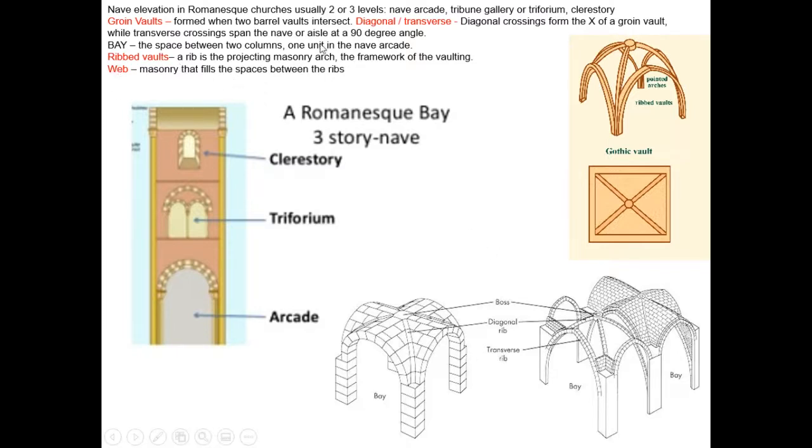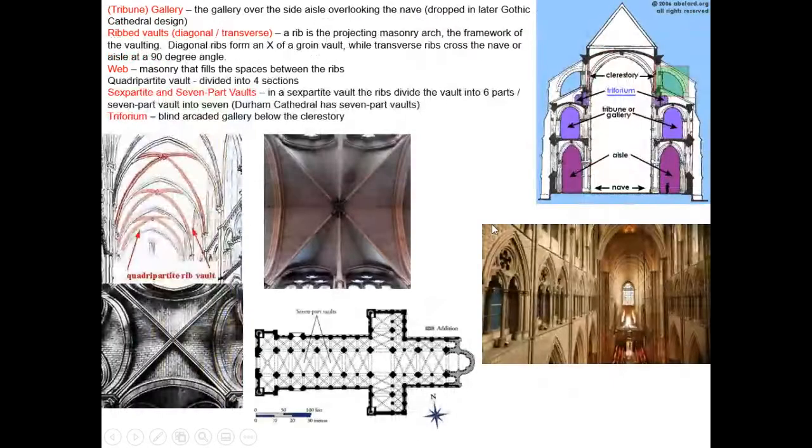So the ribbed vault would be a vaulting system in which we have projecting stone or masonry work along the divisions. The web is the masonry or stonework that fills in between them. The tribune gallery is one of the features that can appear or disappear, as is the triforium. As we move forward, the clerestory will be one of the elements that is pretty consistent in most of the churches that we'll be looking at. We've looked at gallery, the ribbed vaults, diagonals, transverse. We've looked at the webbing. 6-part would be sexpartite. There are 7-part vaulting systems in some churches. We'll see that specifically at Durham Cathedral in England.